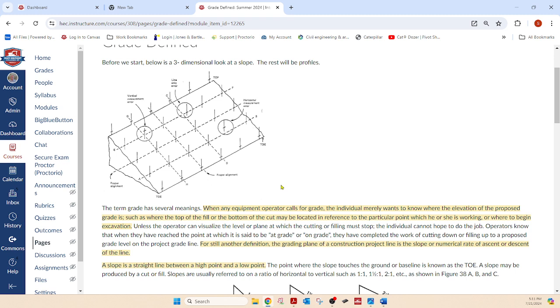So if this is a 2-to-1 slope, in other words, if this slope is 2-to-1, that means it goes 2 foot horizontally, starting right here, and 1 foot vertically. 2 foot horizontally, 1 foot vertically, 2 foot. And you see it keeps building up.